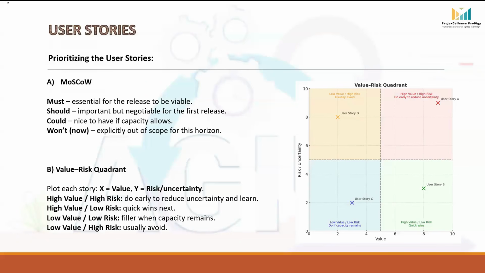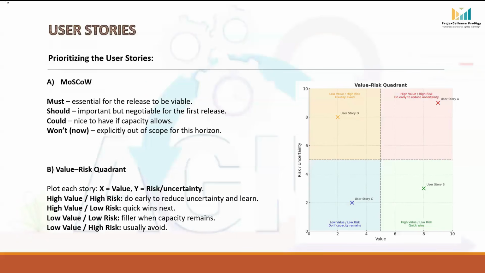S stands for should have. These are important but not absolutely critical. If needed, they can be postponed without breaking the release, but they add significant value. C stands for could have. These are nice to have features. They have lower priority, often cosmetic or convenience based.